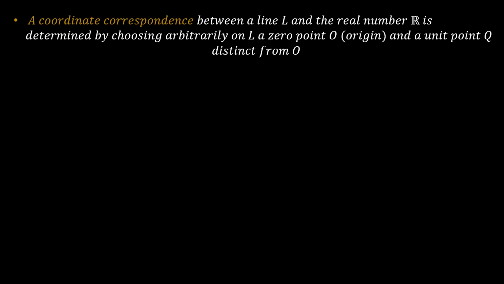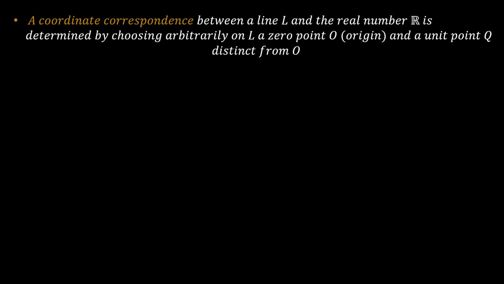So our problem going forward is, how do we relate a point in space to a number or to a real number? For example, let's assume that we do have a line as our space, and then we have to associate any given point on the line to a number. So this is done using what we call coordinate correspondence, right? So you have to build a coordinate correspondence between a line and a real number, R here, and this is determined by choosing arbitrarily a point on that line L to be 0, or what we call the origin.